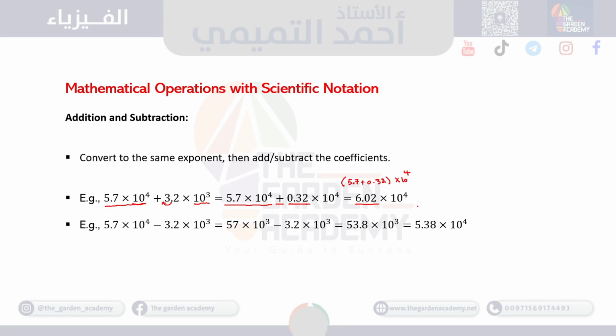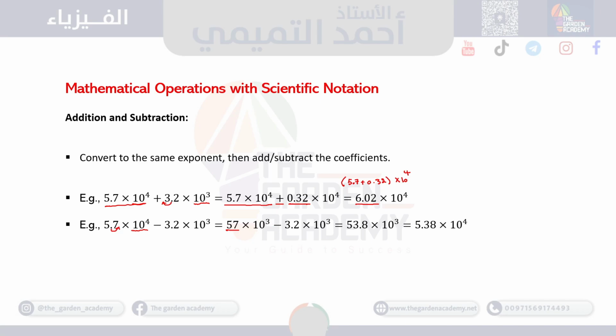Another example, if we have subtraction, 5.7 times 10 to the power 4 minus 3.2 times 10 to the power 3. We follow the same steps. And instead of having 10 to the power 4, let's say we want to write it as 10 to the power 3. First, since we want to decrease the exponent, that means we move this decimal point to the right. So it becomes 57 times 10 to the power 3.